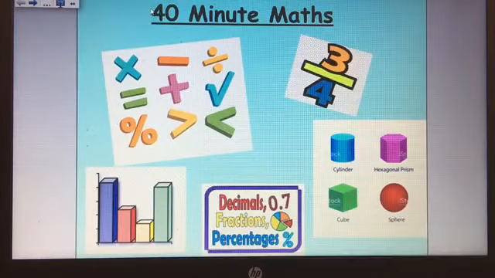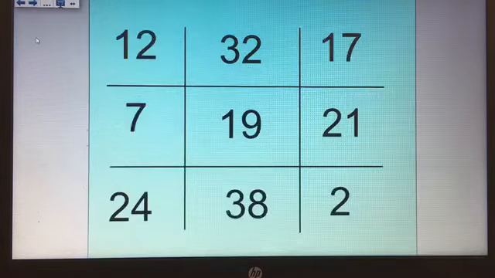Okay, so we're going to do a slightly different starter for 40-minute maths for today. We're going to do a bit of number bingo. So I am going to flick on to my next slide, and I would like you to divide your page up into 9 sections like this and write down these 9 different numbers, which are all between 1 and 40.